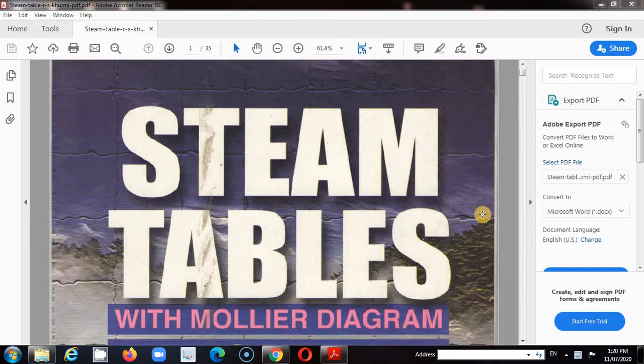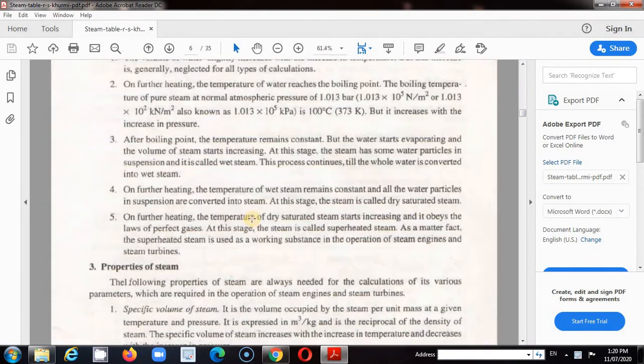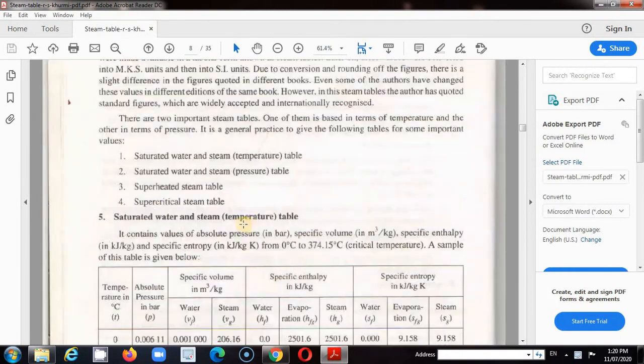So students, in the last video we already discussed how to use the steam table for the saturated condition. Also we discussed various properties of steam along with steam generation. In the last lecture we discussed saturated water and steam table using temperature as a parameter, and second, saturated water and steam table using pressure as a parameter. Now the remaining two points are the superheated steam table and the supercritical steam table.